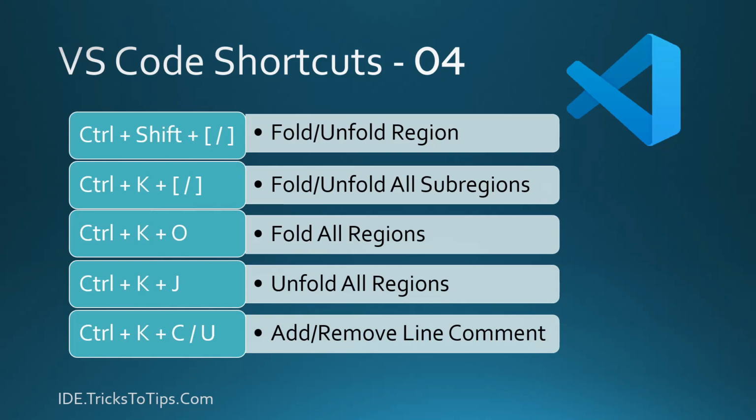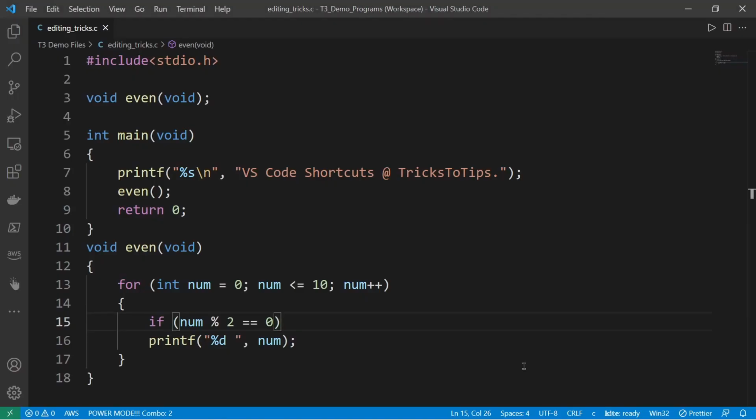This is part 4 of the VS Code shortcut series. In this video, we will learn new tricks in the form of keyboard shortcuts to use VS Code effectively. In this video, we will learn how to fold and unfold a particular region of code.